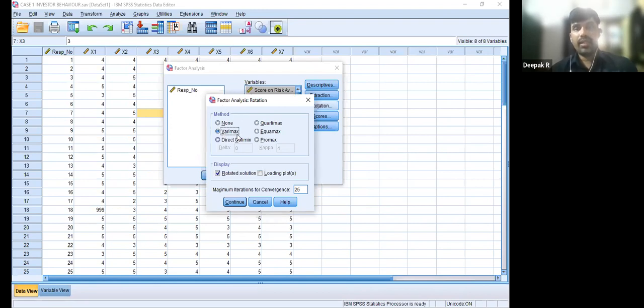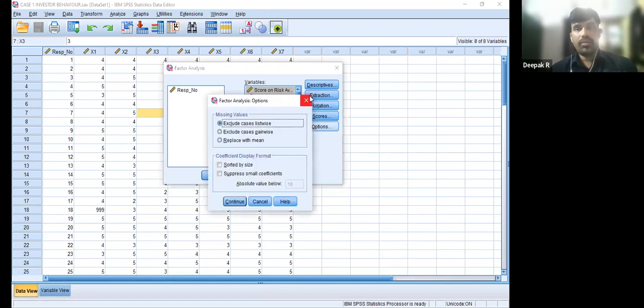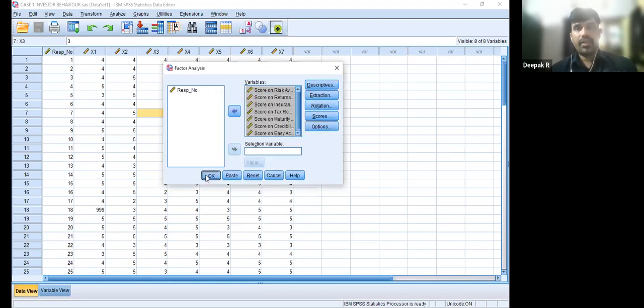We will be using the Varimax method. And then for the scores, we will use regression, save the variables as regression, and display the factor score coefficient matrix. And then we have options. And then I say okay.